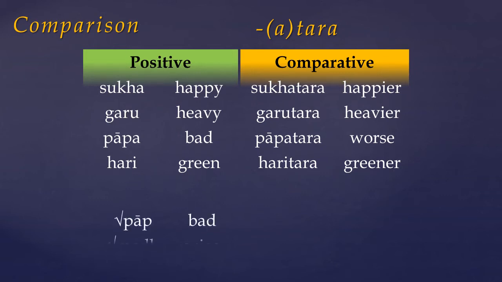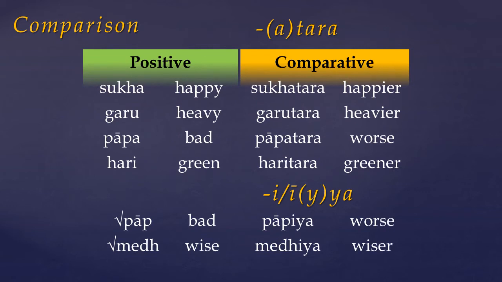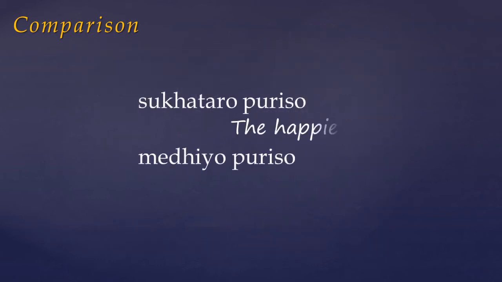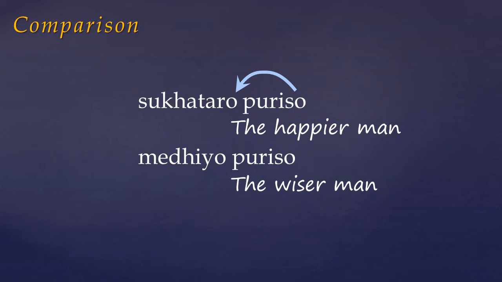There are other comparative suffixes. Iya and iya, sometimes with a double y, are added to roots, but only a few of these are commonly used. And importantly, these then decline like a-stem nouns, to agree with the substantive that they qualify.